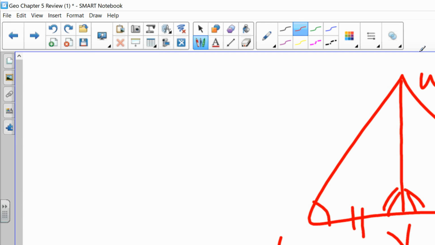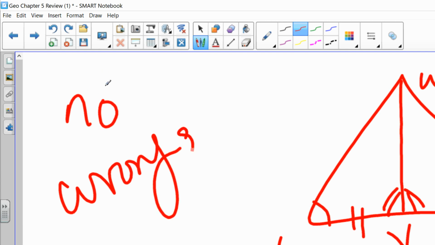Is there enough information to say that these two triangles are congruent? Or not? Right. It's the wrong statement. No. Wrong statement. That's it. No, wrong statement.